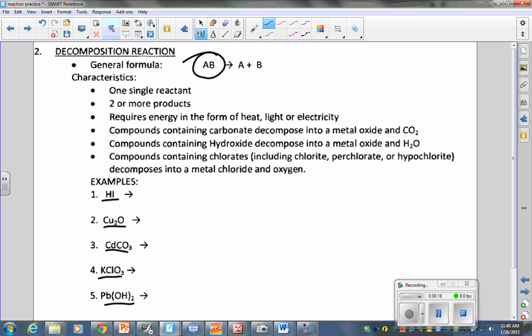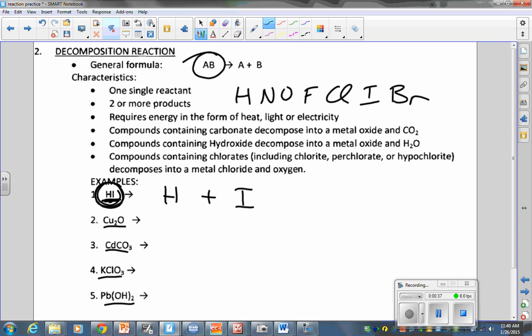There's really 4 kinds of decomps. There's the easy one, where you only have 2 elements. You just split them. So like right here, HI, you just go H plus I. But look for the gangster diatomics, because remember, H, N, O, F, Cl, I, Br. If any of those can't be by themselves, you have to hit them with a little 2 and then balance. So you got that one.